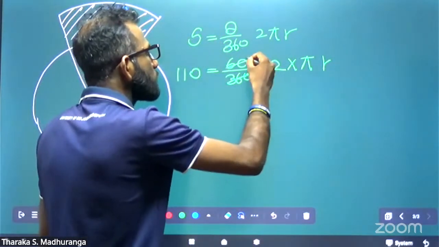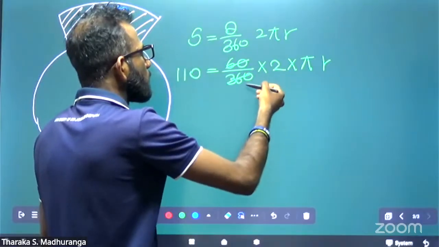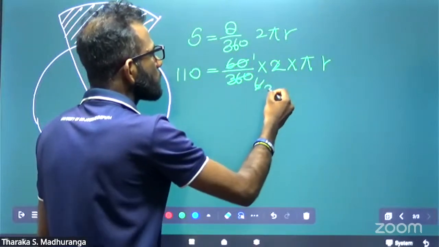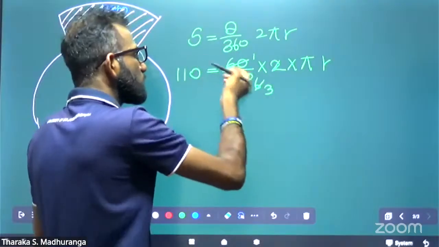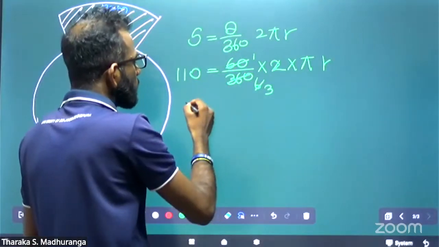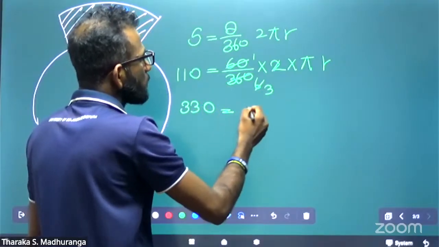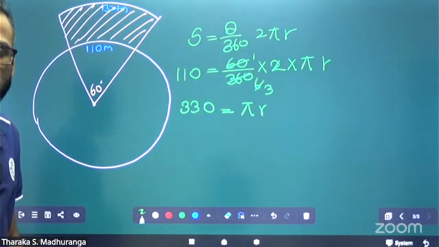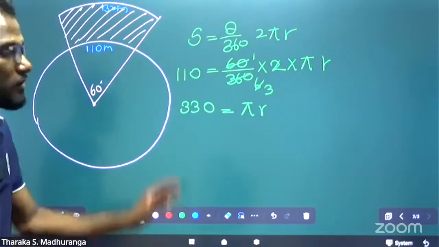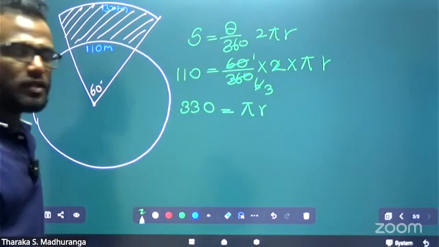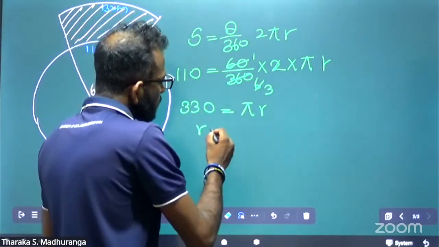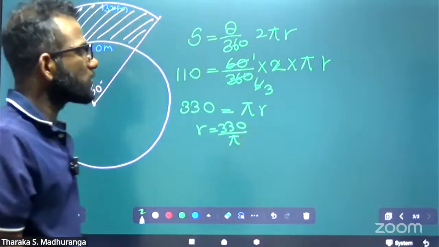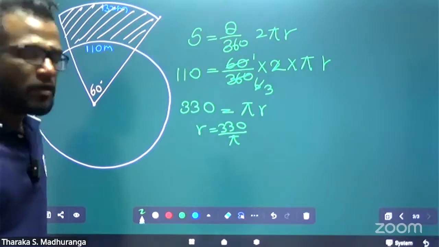Okay. 360 over 60 is 6, right? Then 6 and 2 cancel into 3. Now 3 multiplies to this side, cross multiplication. 330 equals 5r. To get r, it is 330 over 5. Okay, this is one method.